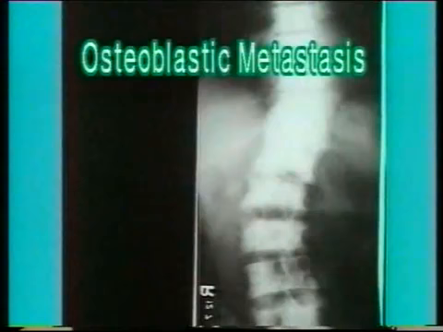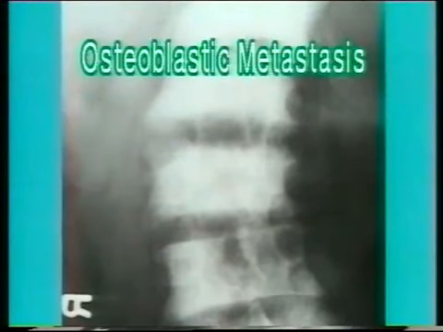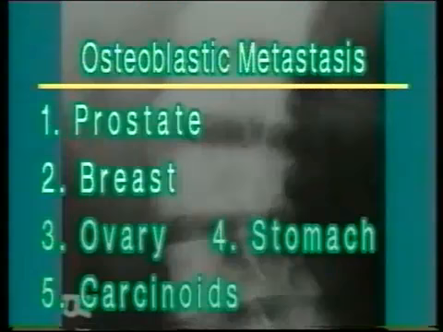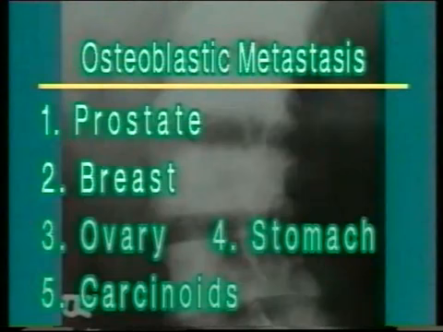This is another case of carcinoma of prostate whose X-ray shows dense radio-opaque deposits or osteoblastic metastasis. In close-up view, note the patchy radiodense opacities. Such osteoblastic opacities are common from prostatic carcinoma in males and breast carcinoma in females. Other possible sites are ovaries, stomach and carcinoid tumors.